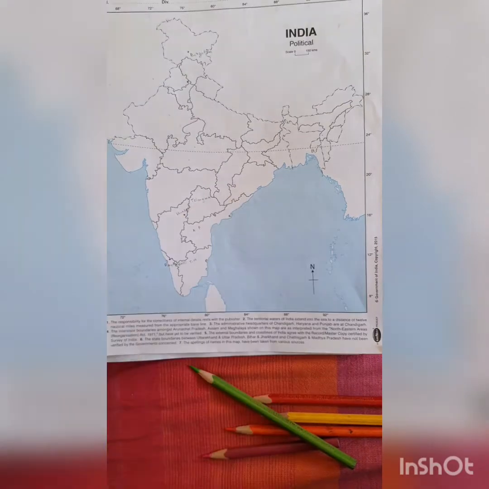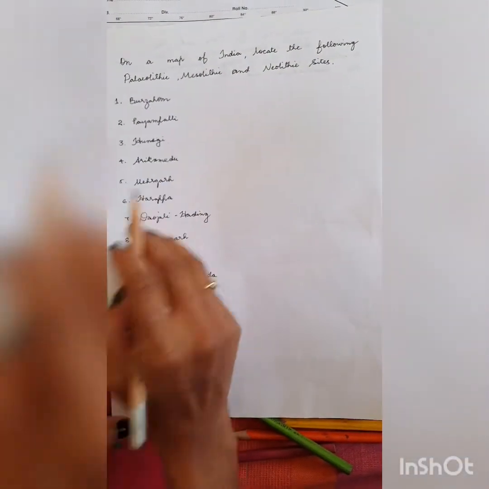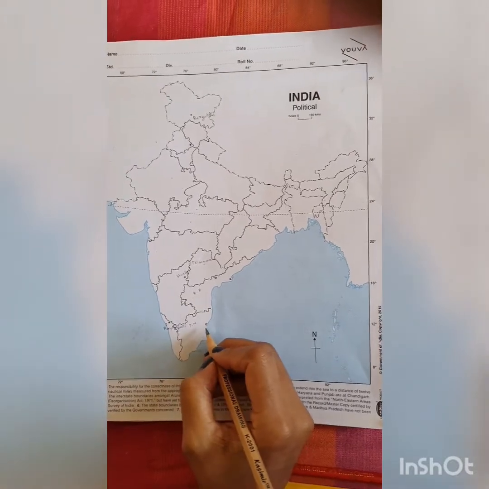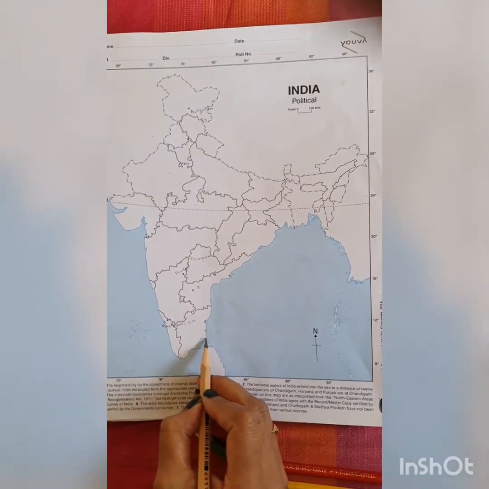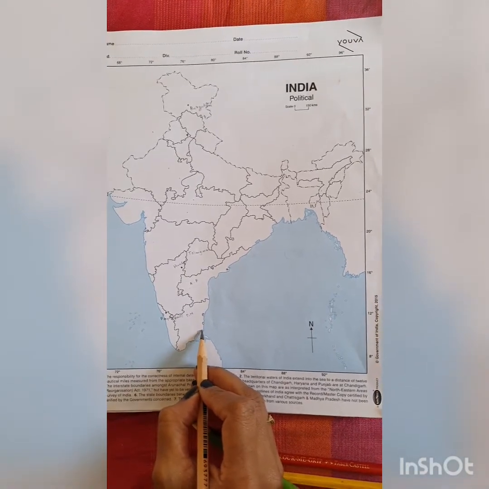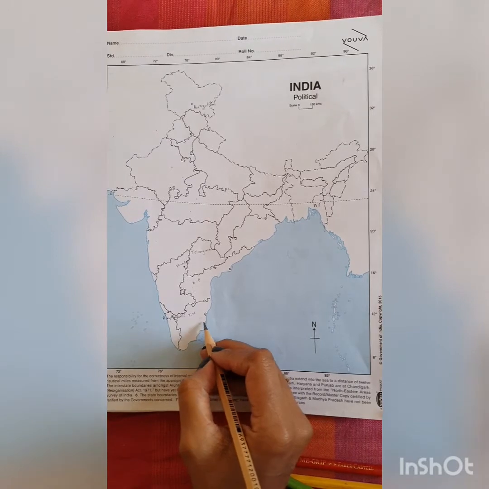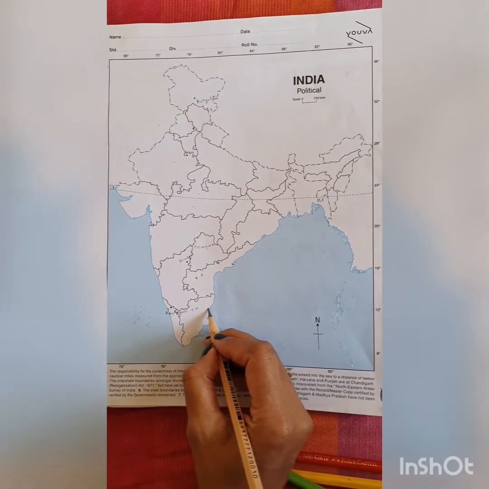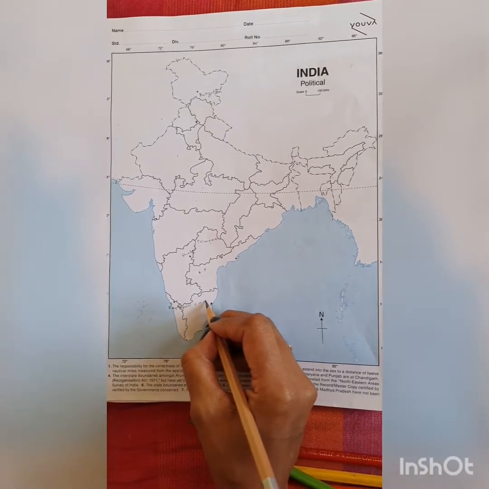So this is Hunaski. Let's move on to the next place, which is Arikamedu. Arikamedu is in Tamil Nadu. You can see this is Tanjavur. This tip is Tanjavur. Alright, so Tanjavur is somewhere here. And Arikamedu is right here. So you can just mark Arikamedu over here.